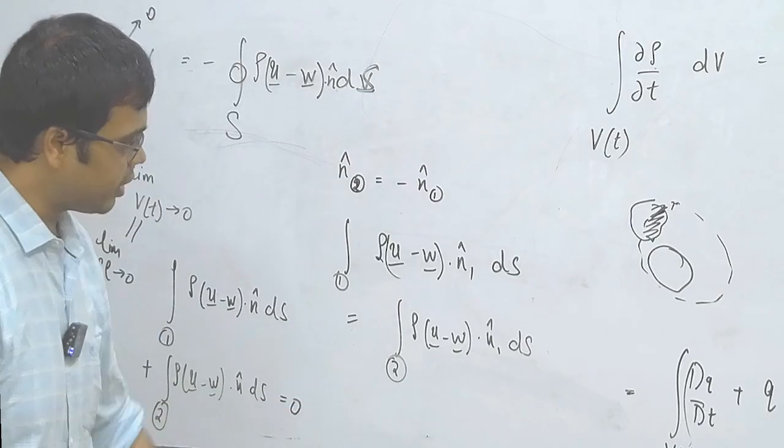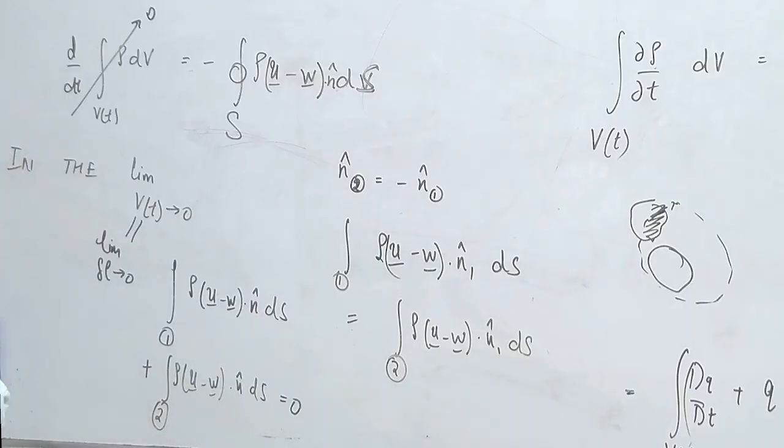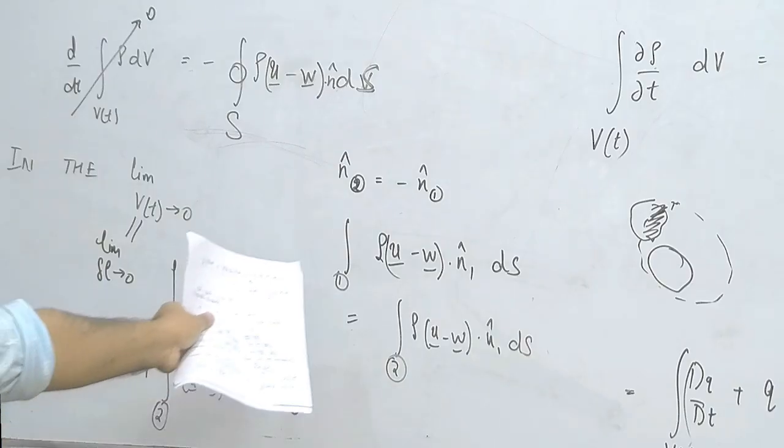What do we get from here? Is this a valid result, or is this some identity? Notice the control volume was moving with the interface. In the limit of this control volume shrinking to being an interface, what is u minus w?